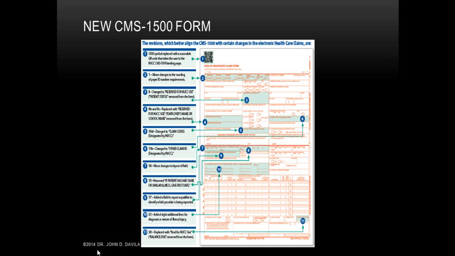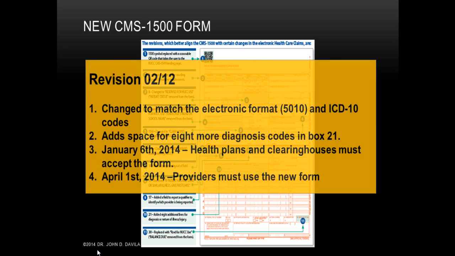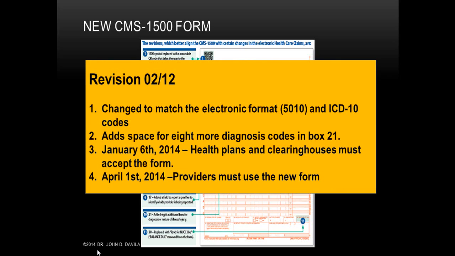I'll flip through the ones that are not, that way you can see them, and we'll talk about the ones that are really important, and then we'll be able to connect the old form to the new form based on the number of diagnosis codes, and you'll see why in a second. Okay, so the big changes on this form: 2 years ago in February they had the new 5010 form, and they're changing it to match the electronic format of 5010 into an ICD-10 process.